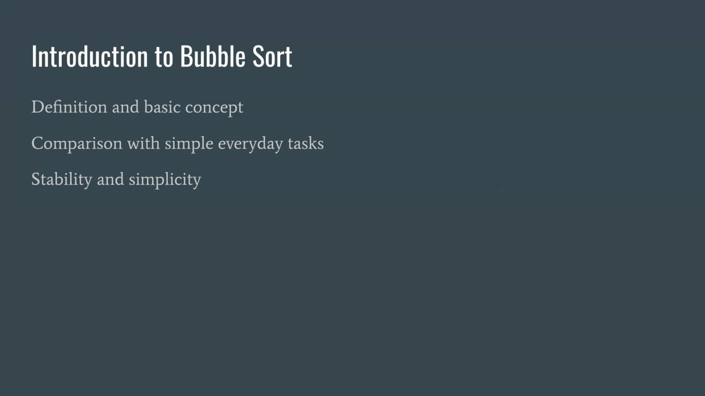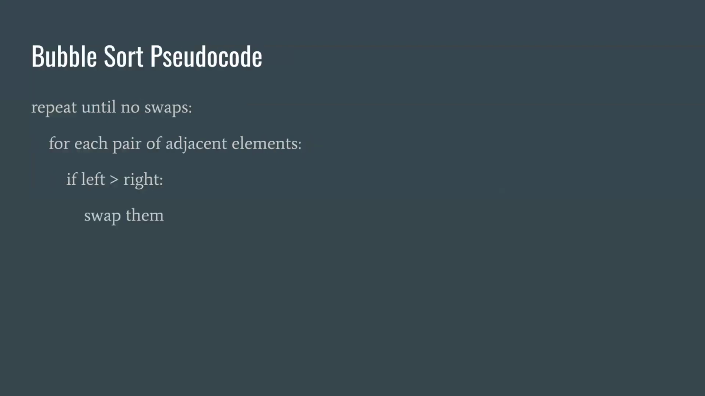Now let me go to the next slide. This is the bubble sort pseudocode. You want to repeat this process until there is no swap. For each pair of adjacent elements, if left is greater than right, you want to swap those elements.